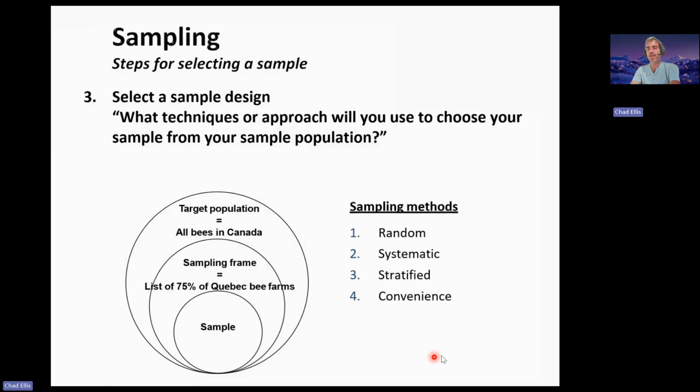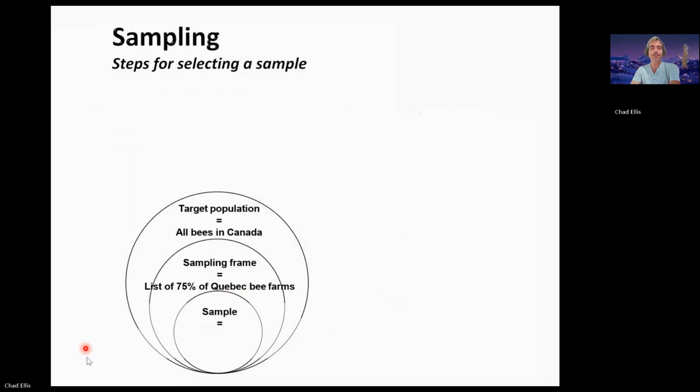Right, so this is the point that we'd probably be determining, for our 75% Quebec bee farms, what's going to be the style or the method that we're going to use to sample those bee farms? Is it going to be random, systematic, stratified, or just convenience? Bee farms that are closer to us, maybe we can go out and measure more of them. Maybe that's going to be better, but again, then we're going to have some geographical bias to our sampling.